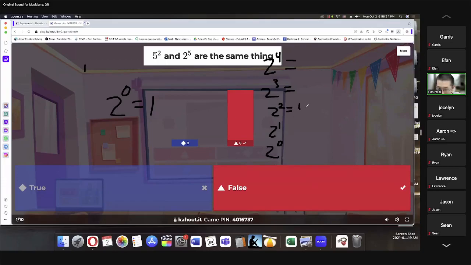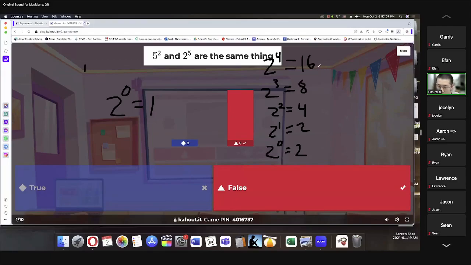Jason says 4. Thank you. Aaron, thank you. 2 to the 4th is 16. Kevin, you think 2 to the 0th is 2? Okay, good guess. We're missing 2 cubed and 2 to the 1st. Thank you, so 2 to the 1st is 2. And Garrus, what is 2 cubed? Wait a second, let me think. 8? Yes, it is 8 because it's 2 times 2 times 2, right?